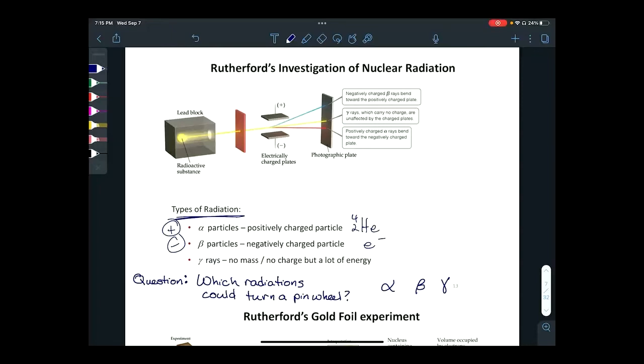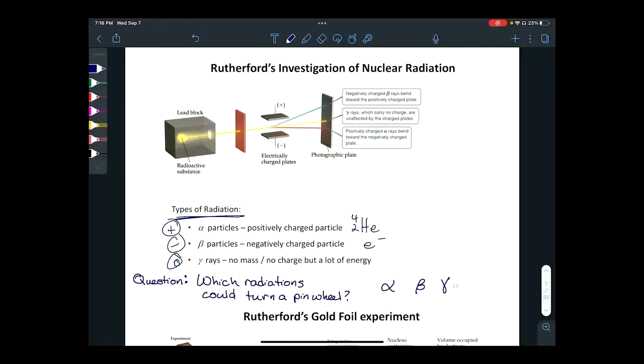Gamma rays, see how the name changed? Now it's a ray, gamma ray. Gamma rays have no mass. It's literally just pure energy, right? And there's also no charge, okay? So we call it a ray because there's no mass. Gamma rays are literally just pure energy. So what Rutherford did, and what won him the Nobel Prize, is he took a radioactive material that generated alpha, beta, and gamma rays, and he sent them through an electric field. Doesn't that sound familiar? Yes.